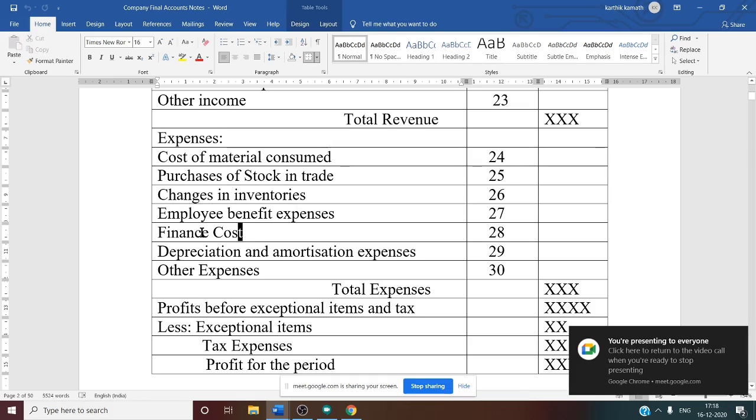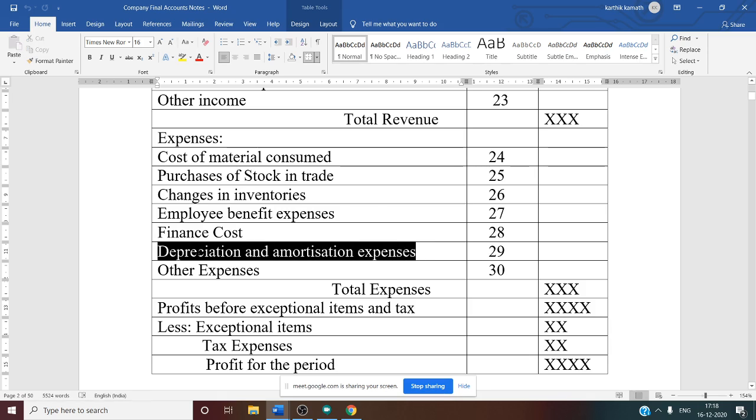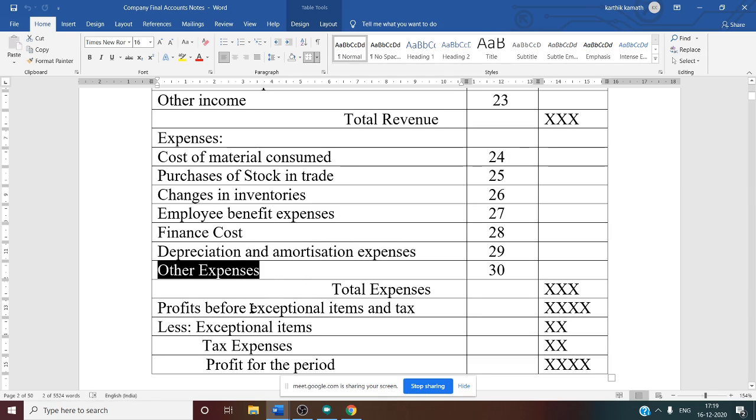Then finance cost. Finance cost means any debenture interest given in the question, or any charges made by the bank, then the interest on loan, all these things come under finance cost. Then depreciation and amortization expenses: any depreciation on fixed assets you have to consider, whether it is given in the trial balance or in the adjustment, you have to show. Then similarly amortization expenses means anything which is written off in nature, that also you have to consider under working note number 29. Then other expenses. Other expenses include office expenses, carriage inwards, insurance, and all other types of expenses. So all these things come under other expenses.